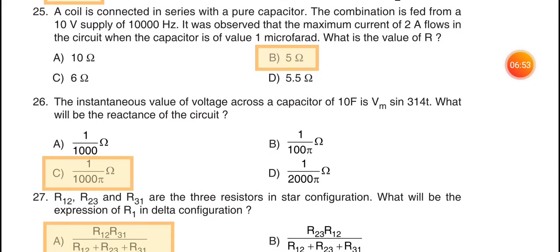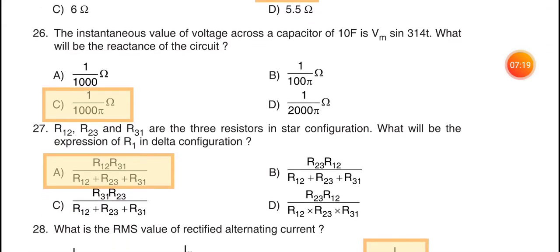25. A coil is connected in series with a pure capacitor. The combination is fed from a 10 volt supply of 10,000 Hz. It was observed that the maximum current of 2 ampere flows in the circuit when the capacitor is of value 1 microfarad. What is the value of R? Answer is option B, 5 ohm.